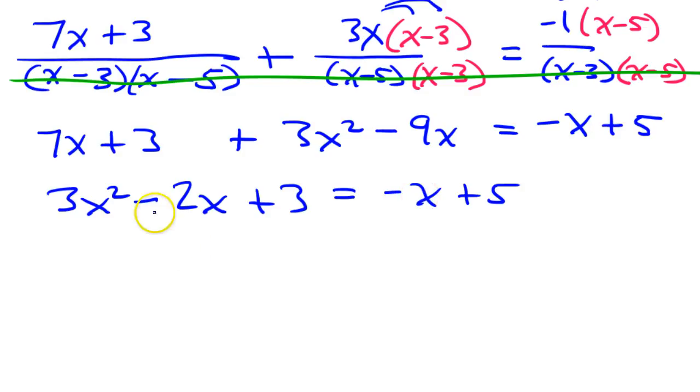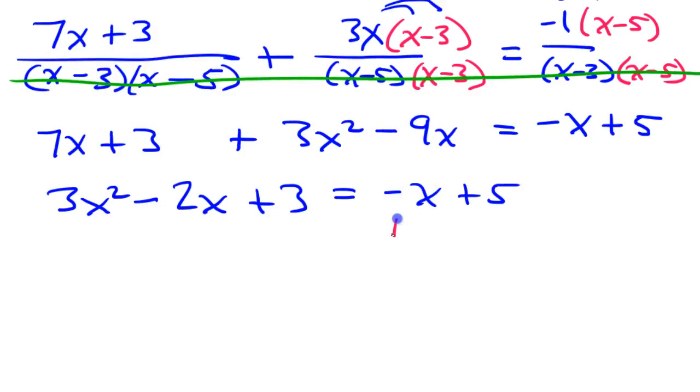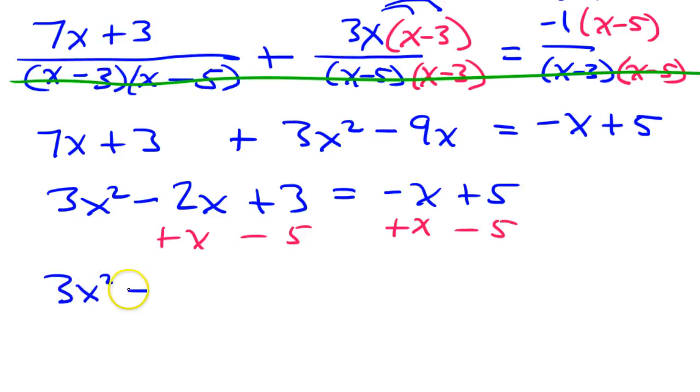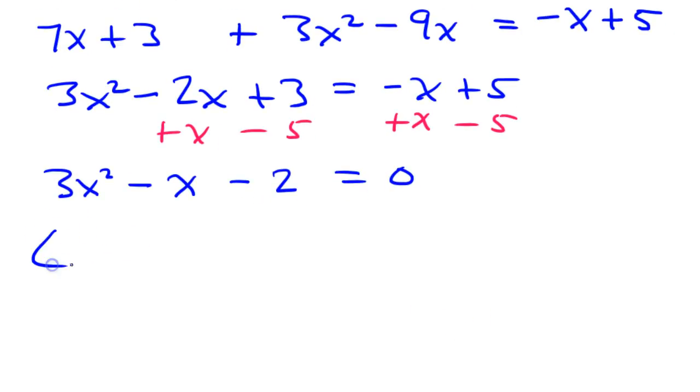Now I'm going to need everything on one side. So I will add x to both sides and subtract 5. So that's going to give me 3x squared minus x minus 2 is equal to 0. Now I'm betting this is going to be factorable. So let's give it a shot.